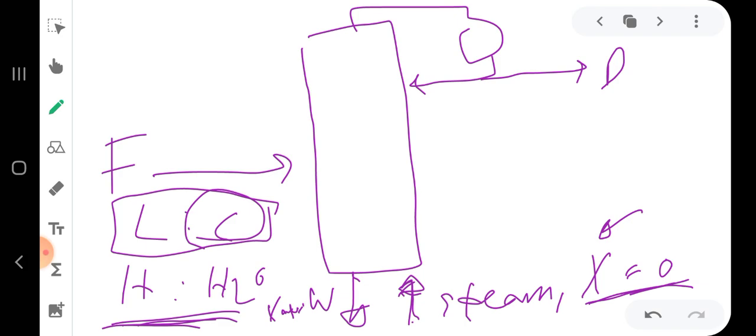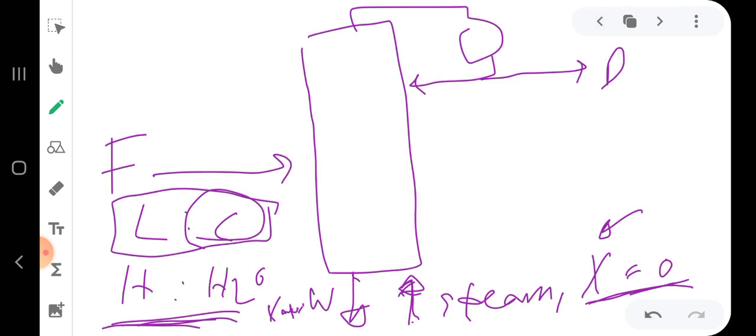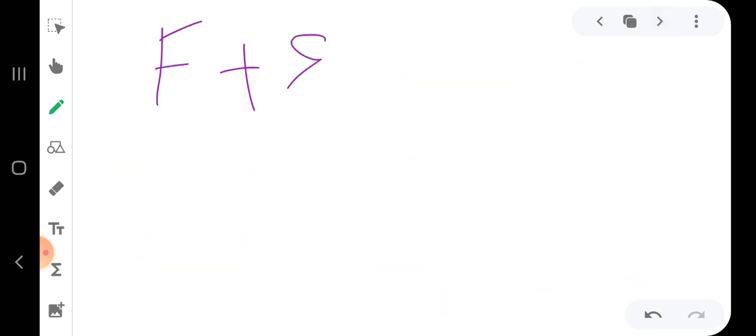And the difference here is that we have only two differences. The first difference is the overall material balance. So the overall material balance will be F plus this open system steam. Just for example, let's call it E, which is the molar flow rate of the open system steam. So the material balance will be F plus E.